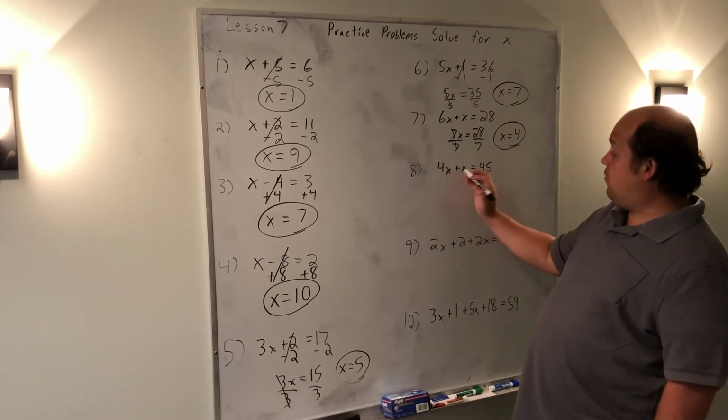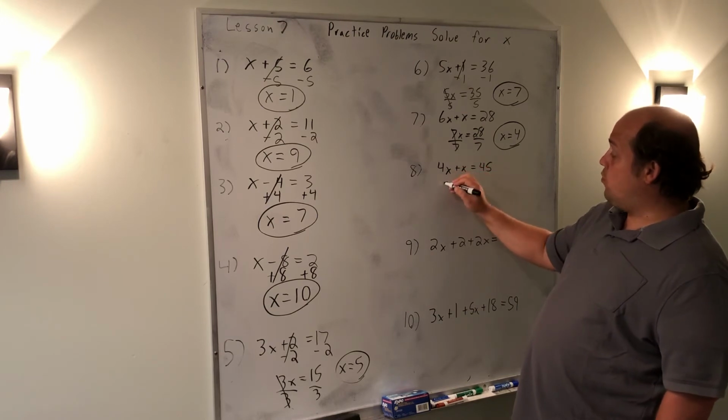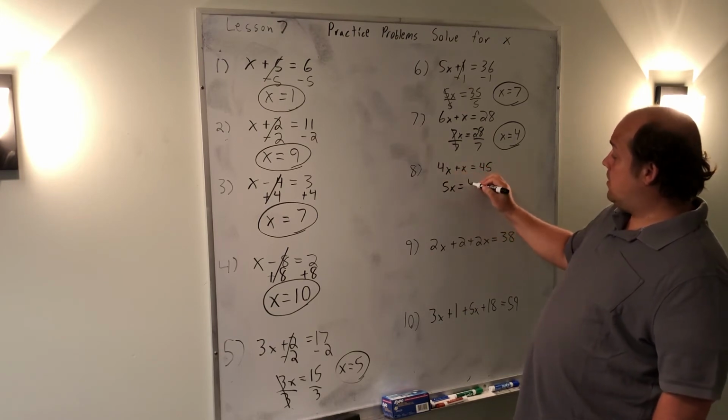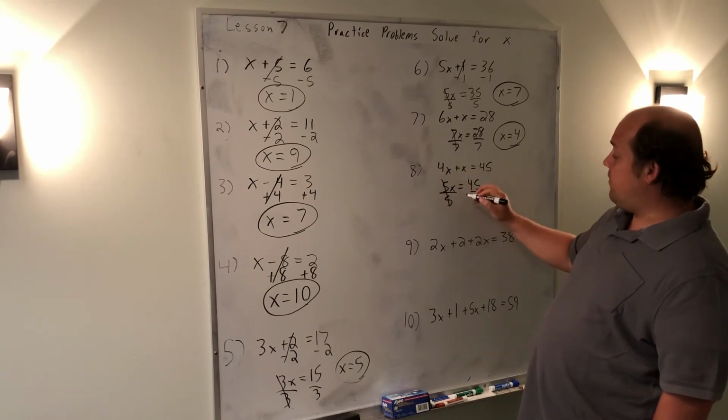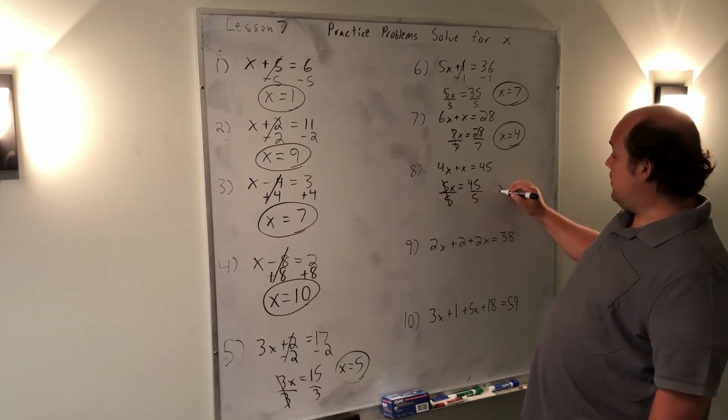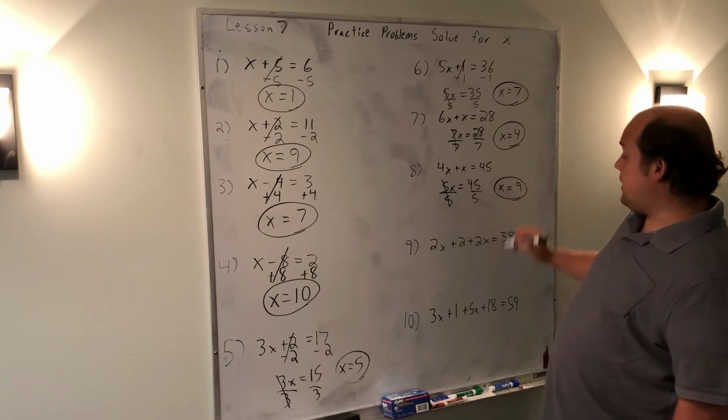In problem 8, when I combine 4x and an understood 1x, I get 5x. If that's equal to 45, then 1x is equal to 45 divided by 5, which really means x equals 9.